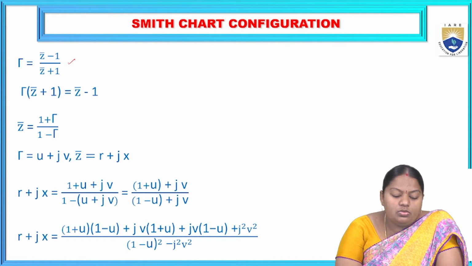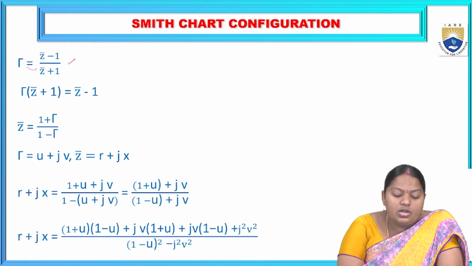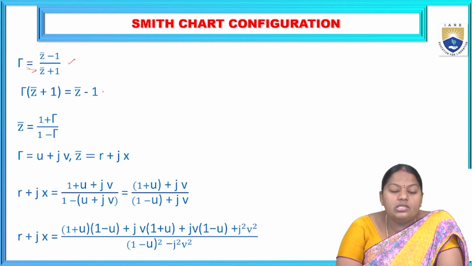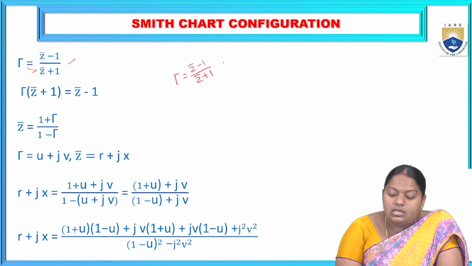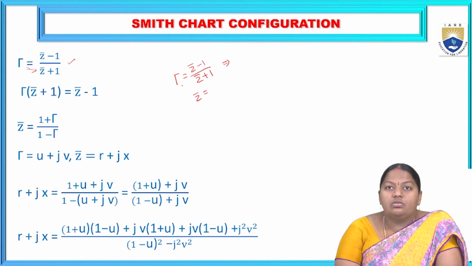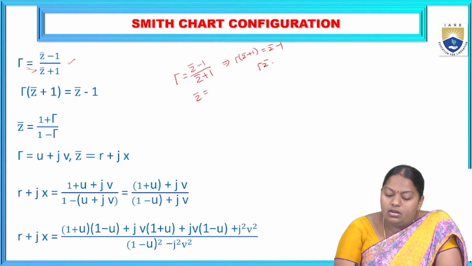And if you cross multiply, then gamma into z bar plus 1 equal to z bar minus 1, right? Now from that, z bar can be expressed in terms of gamma. In order to express the normalized impedance in terms of reflection coefficient, gamma into z bar plus 1 equal to z bar minus 1. Now gamma z bar plus gamma equal to z bar minus 1.